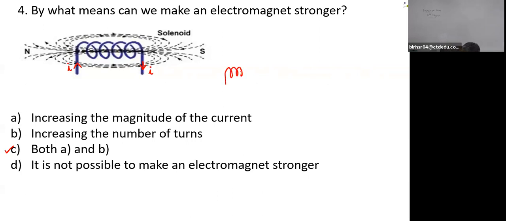So the number of coils. We could say that this is a coil with 1, 2, 3, 4 turns, and this is a coil with 8 turns. And the number of turns of the coil will determine the strength of the electromagnet. So the option is C.